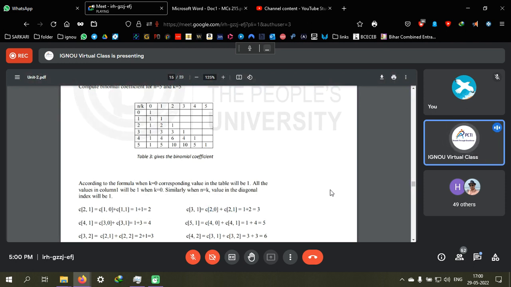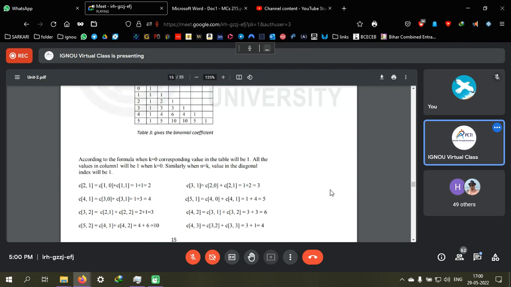Now I am computing 5, 2. Here it is: 5, 2 means i minus 1, that is 4, j minus 1, that is 1, and i minus 1, 4, and j as it is, that is 2. Just put in the values of these and you get 10 as the value.